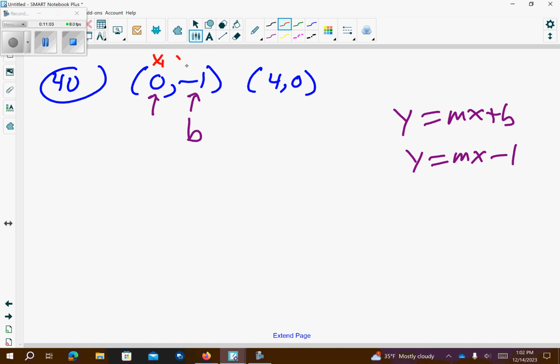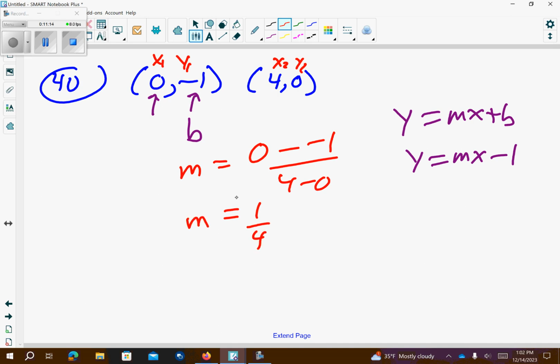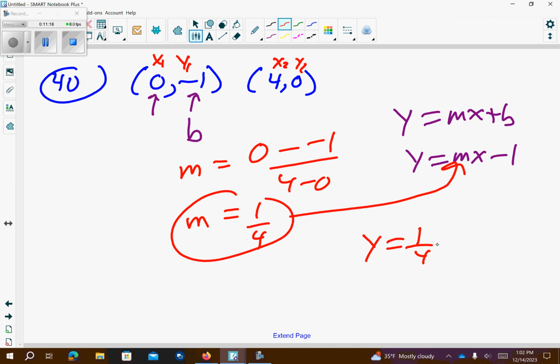Now I want to find the slope, so I'm going to use x1, y1, x2, y2. My slope equation is going to be 0 minus -1 over 4 minus 0. So I'm going to get 1 over 4 as the slope. I'm going to take the slope and plug it in right there. So y equals 1 over 4x minus 1, and it's done.